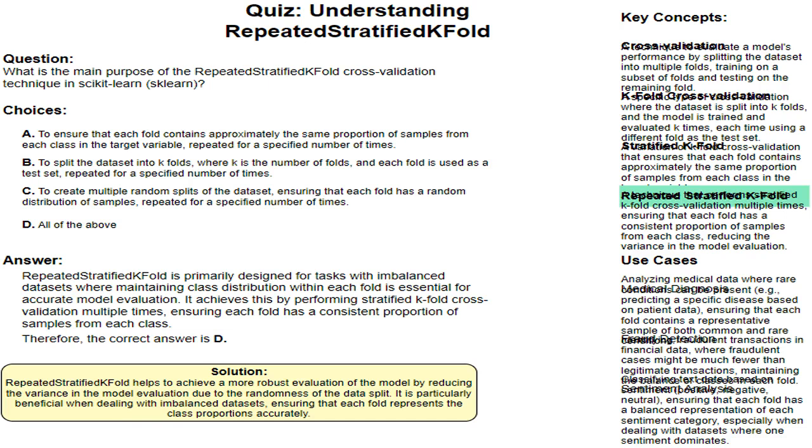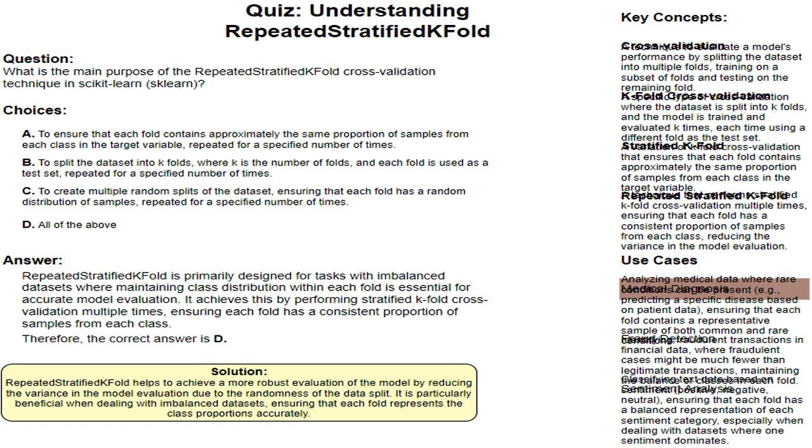Repeated stratified K-fold. A technique that performs stratified K-fold cross-validation multiple times, ensuring that each fold has a consistent proportion of samples from each class, reducing the variance in the model evaluation. You might perform stratified K-fold 10 times, each time creating a different set of folds. This helps to reduce the impact of random variations in the data split on the model evaluation.